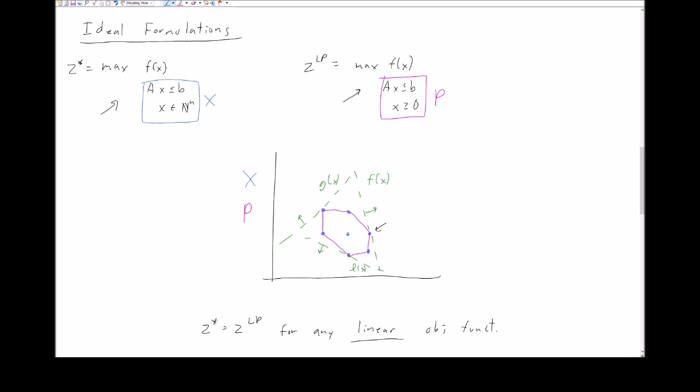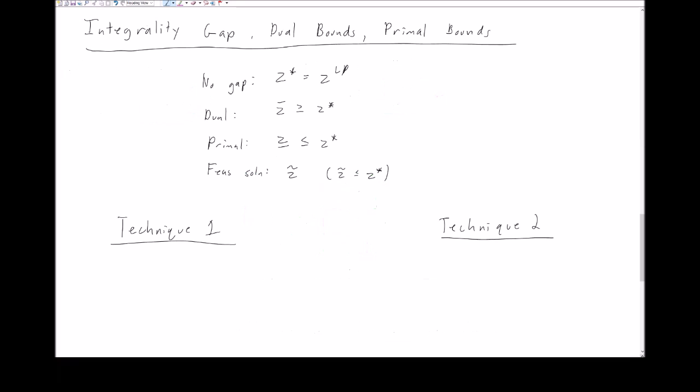In this way, ideal formulations immediately show us that we have some method to solve an integer program in polynomial time. These ideal formulations let us connect integer programs to linear programs in a very nice way, theoretically. And as a result, we can show that an integer program can be solved in polynomial time by solving the linear programming relaxation. Unfortunately, showing that a formulation is ideal is generally pretty challenging in practice.